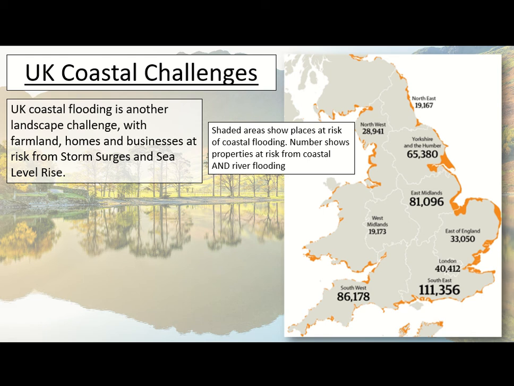But it's another landscape challenge which is affecting large amounts, and if you combine it with river flooding, the UK is a place where there are hundreds of thousands of houses at risk, and I've already given you the stats with regards to the fact that by 2080 they reckon it'll be over 1 million houses at risk.